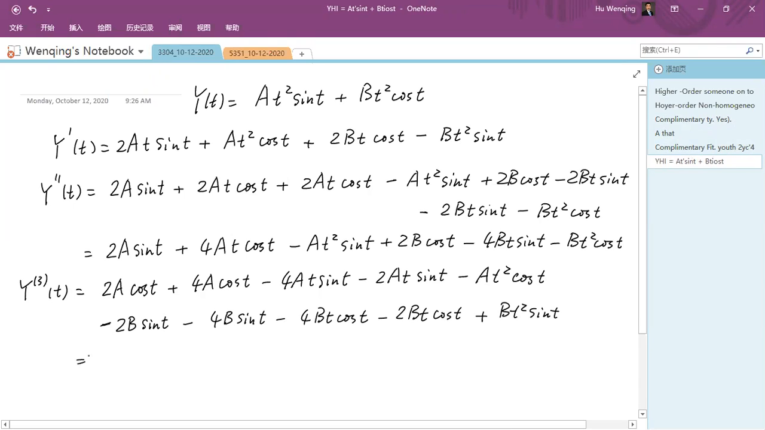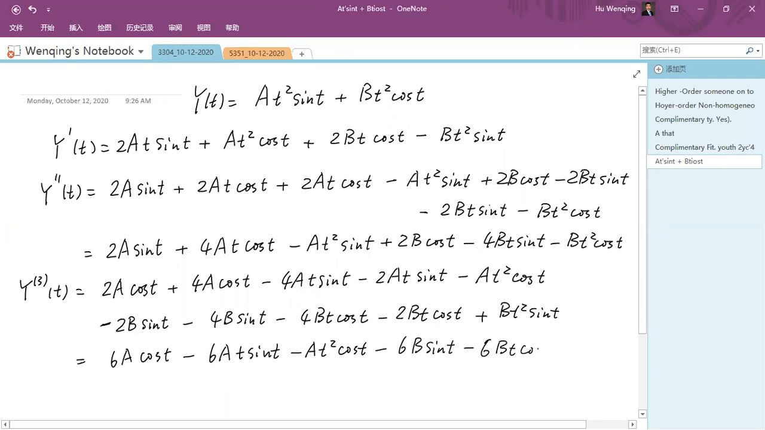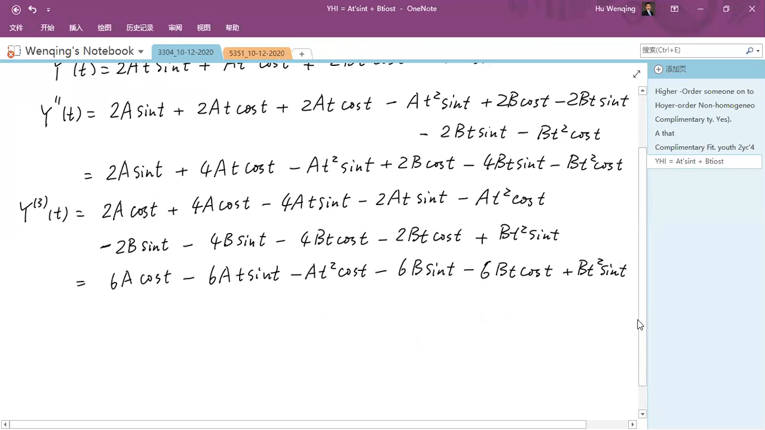Now you want to start collecting. 2a plus 4a is 6 times a cosine t. Then at sine t and at sine t, so that's 6 times at sine t. And then it's minus at squared cosine t. And then 2b sine t, 4b sine t minus, giving 6 times b sine t. And then 4bt cosine t and 2bt cosine t, so 6 times bt cosine t, plus bt squared sine t. So that's going to be the third derivative of y. Is that good, family?